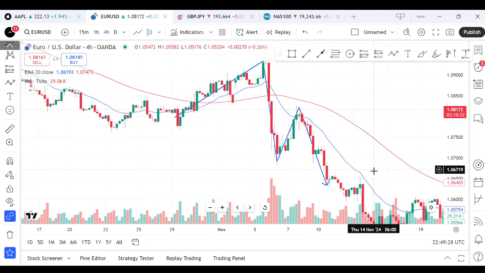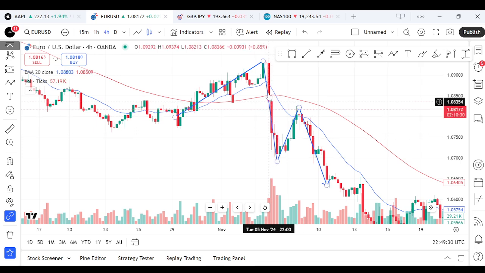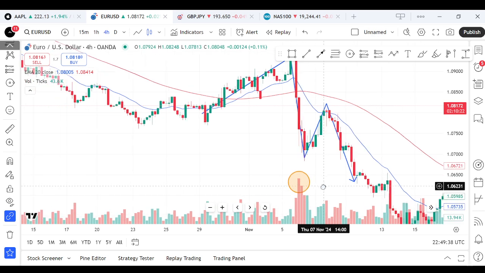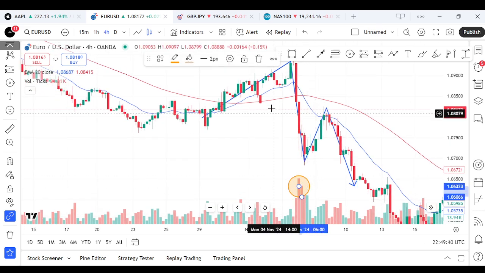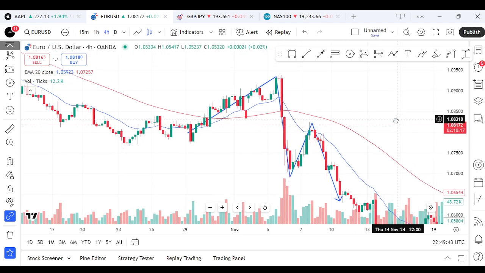Now you can see two things happen here. We have the breakout from above the EMAs to below it, confirming a bearish trend, and we have the volume confirming that yes, this is a valid breakout and we should be looking to actually sell or short the market.